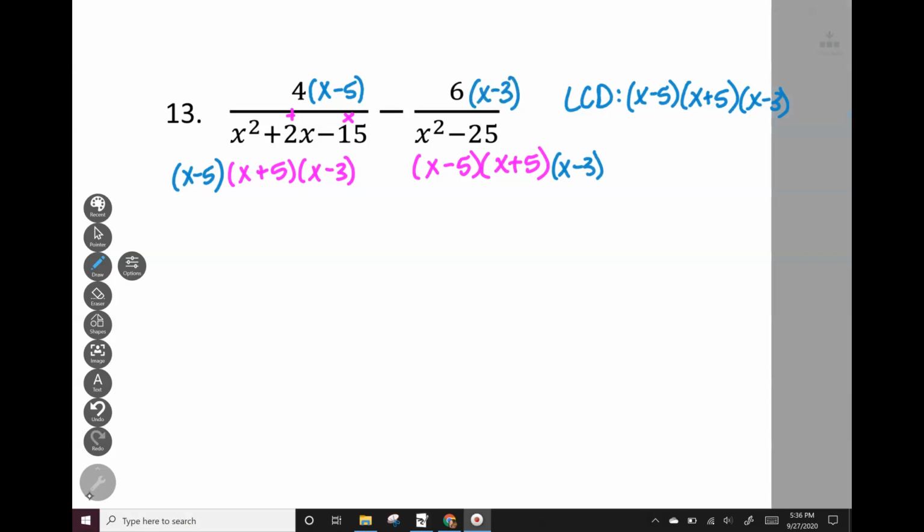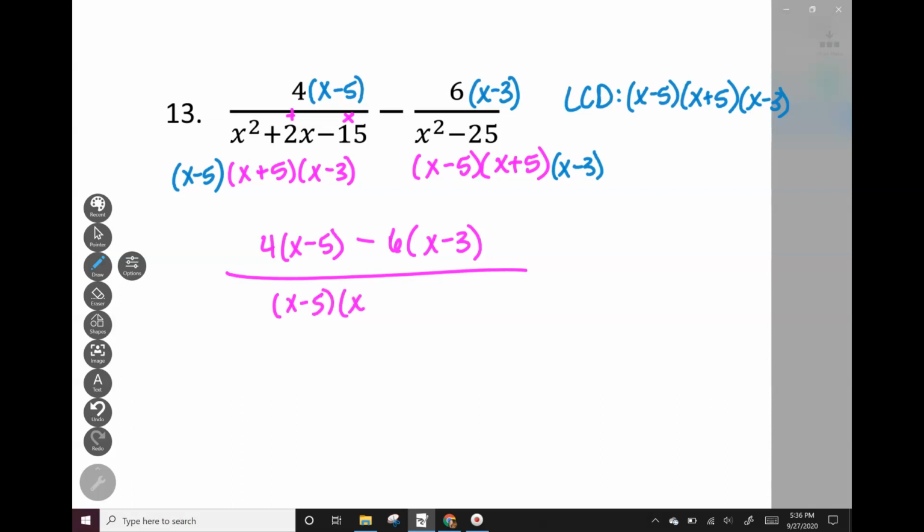Okay, so now that my denominators match, I can subtract straight across the top. So I'm just going to rewrite that as 4 times x minus 5 minus 6 times x minus 3. And then that's all over x minus 5, x plus 5, x minus 3. Okay, now to simplify this, I'm going to distribute and combine like terms in the numerator.